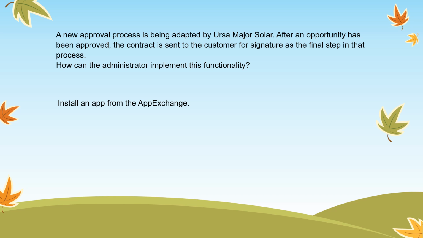A new approval process is being adopted at Ursa Major Solar. After an opportunity has been approved, the contract is sent to the customer for signature as a final step in the process. How can the administrator implement this functionality? Install an app from the AppExchange.